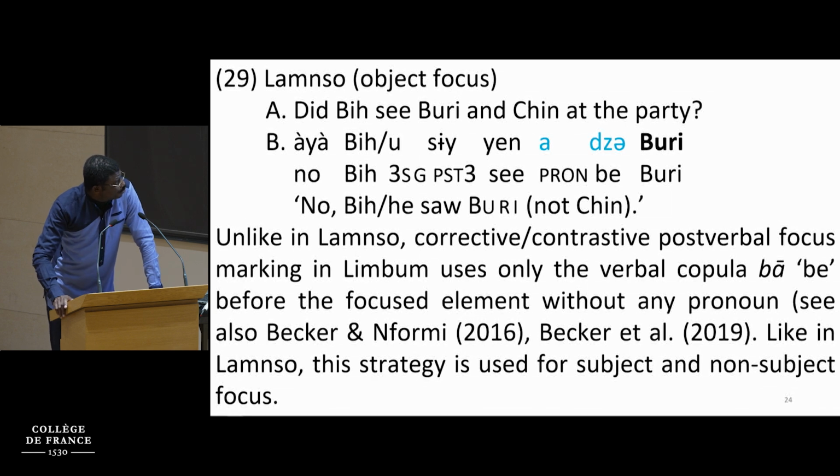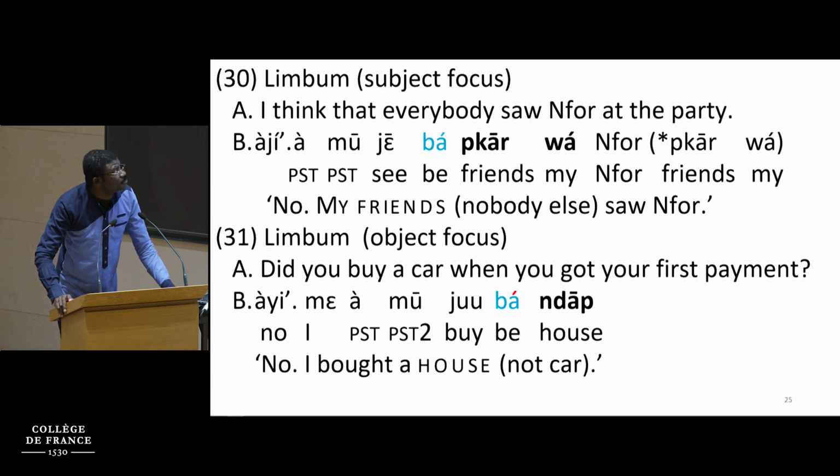So as compared to Lamso, corrective or contrastive post-verbal focus marking in Limbum only uses the verbal copula ba before the focus element, and there is no pronoun. And that has been discussed in previous studies on the language. But like in Lamso, this strategy is used for subject focus and non-subject focus.